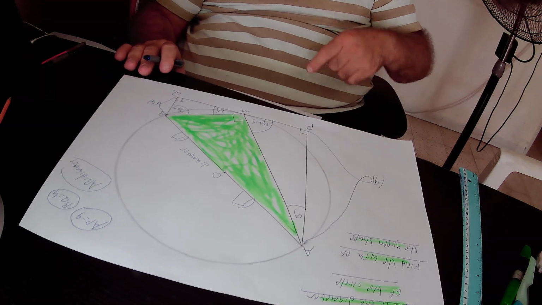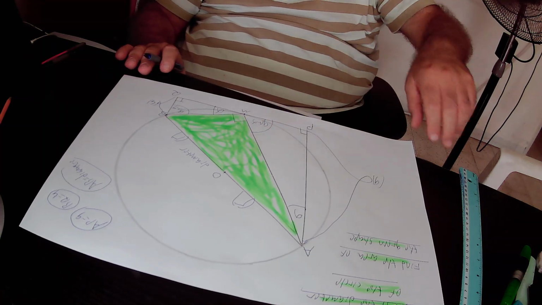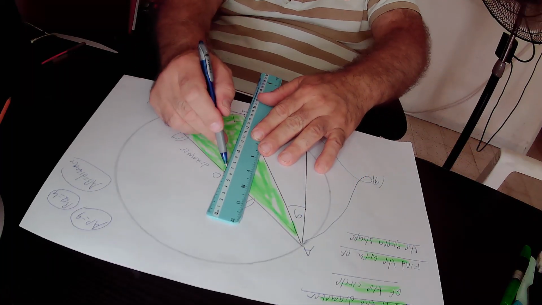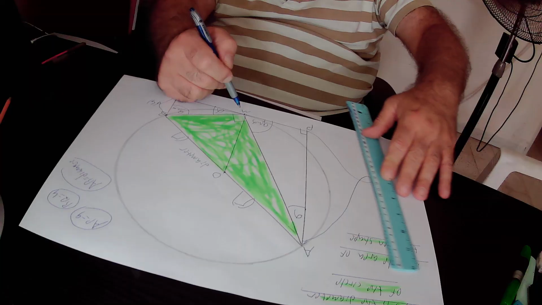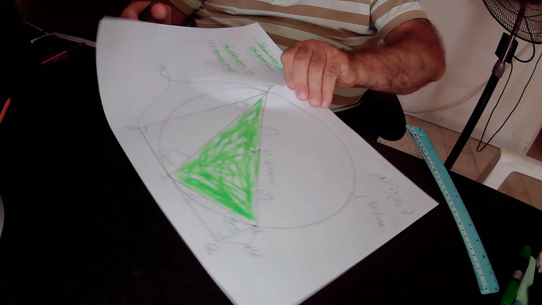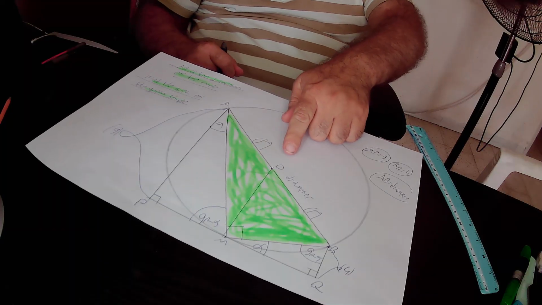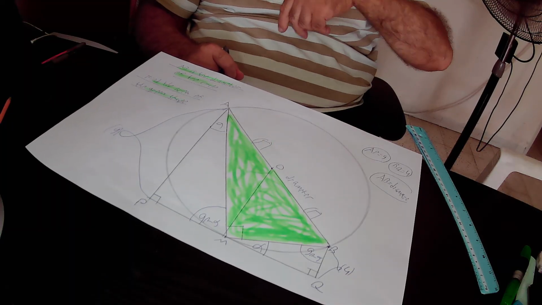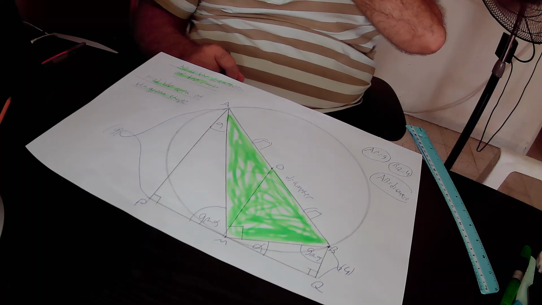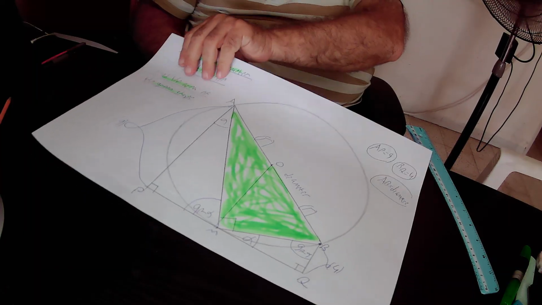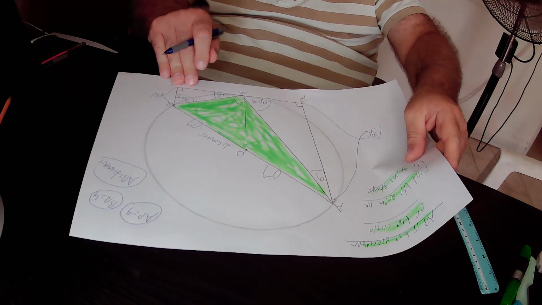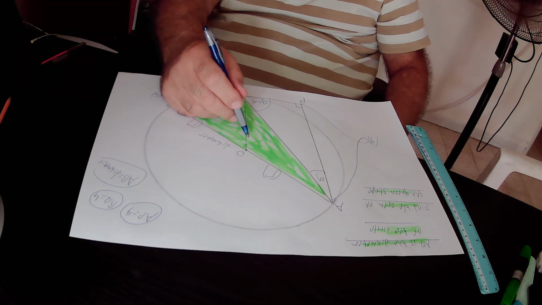In the next step, we join points O and M together by a straight line. Point O is the center of the circle, point M is a point of the circle itself, therefore OM is the radius of this circle, that is equal to R.